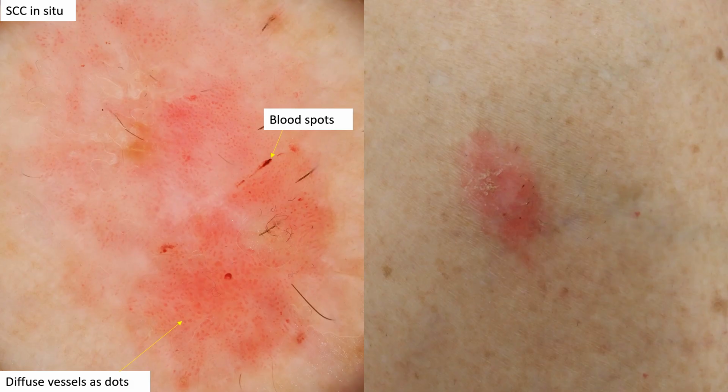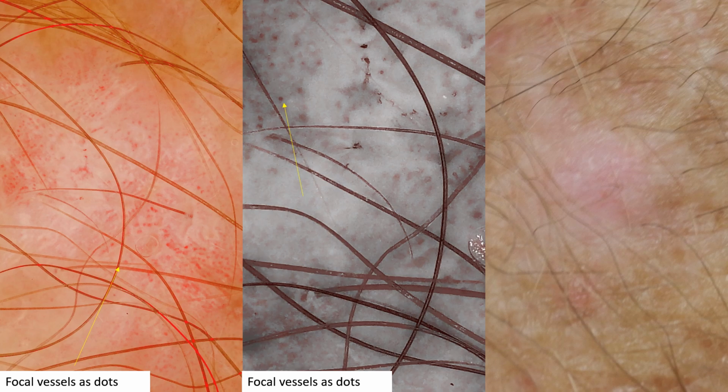Another clinical picture of this pink papule. Dermoscopically, you have diffuse vessels as dots, as well as a few blood spots. In this case, a slightly different pattern. Instead of diffuse vessels as dots, we have focal vessels as dots. We see with the vascular enhancer and the near ultraviolet light these focal vessels as dots.